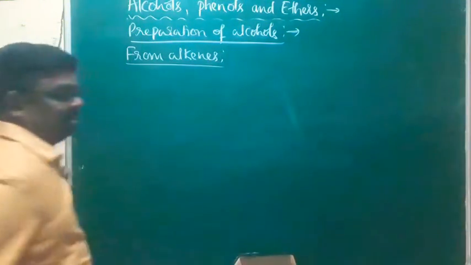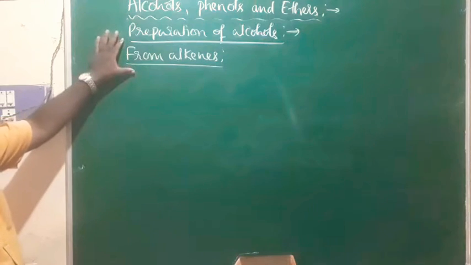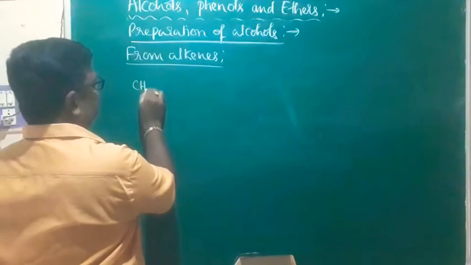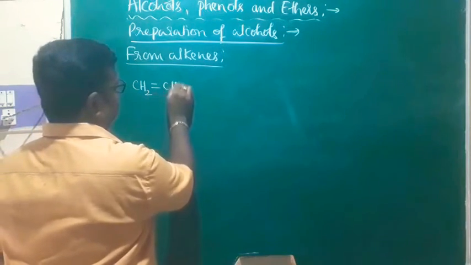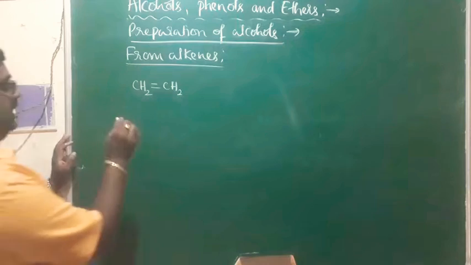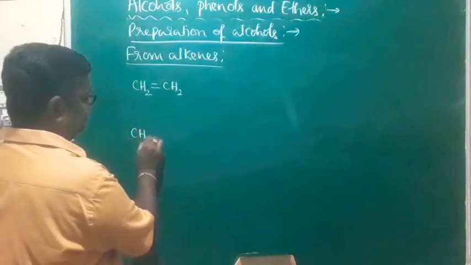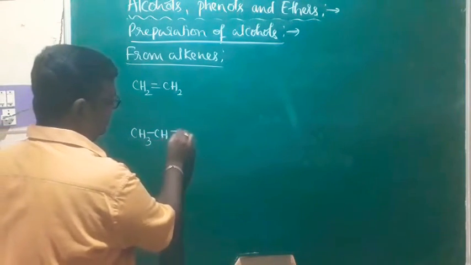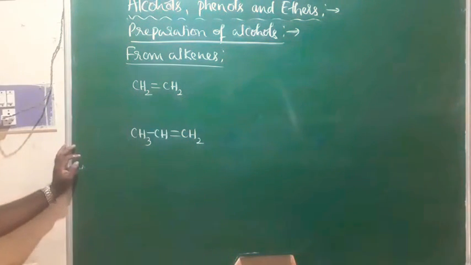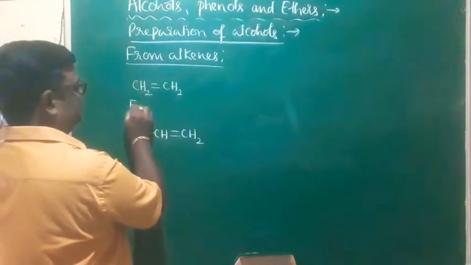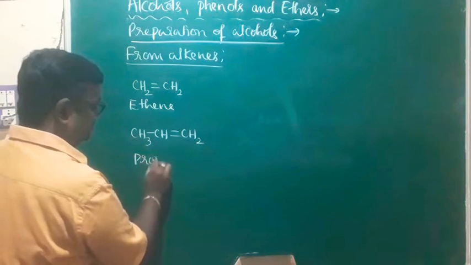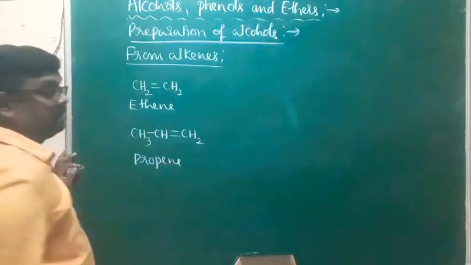Alkenes are characterized by double bonds, carbon to carbon double bonds. I'll start with the simplest alkene, that is CH2 double bond CH2, right? This is the simplest possible alkene. And I'll go for one more alkene, that is CH3 CH double bond CH2. This is also an alkene. Both are characterized by double bonds. This is ethene, and this will be propene.